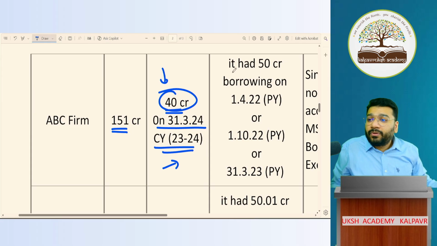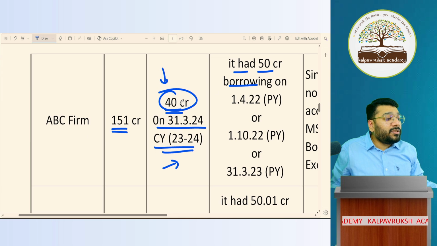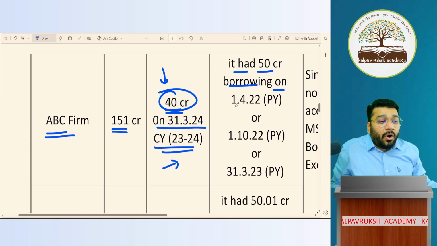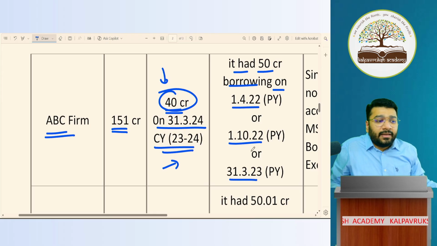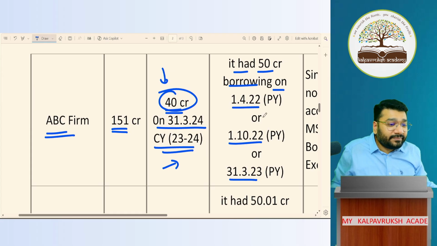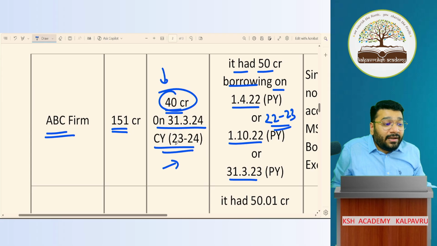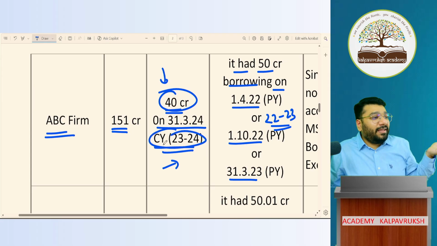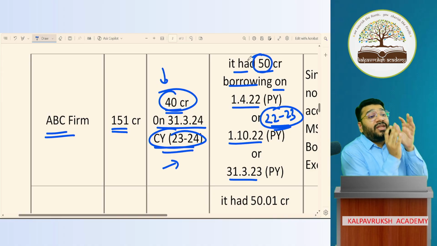Now, in the remarks they're telling that it had 50 crore borrowing. It means ABC firm has got 50 crore borrowing on 1/4/22 or 1/10/22 or 31/3/23. Three dates have been given. All these three dates fall in which financial year? 22-23, which is nothing but the previous year of the current year. So previous year borrowing is 50 crore.